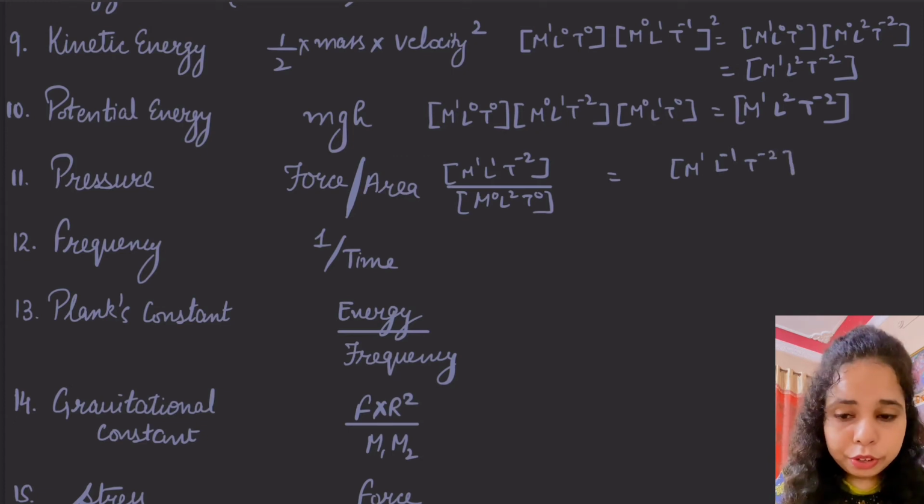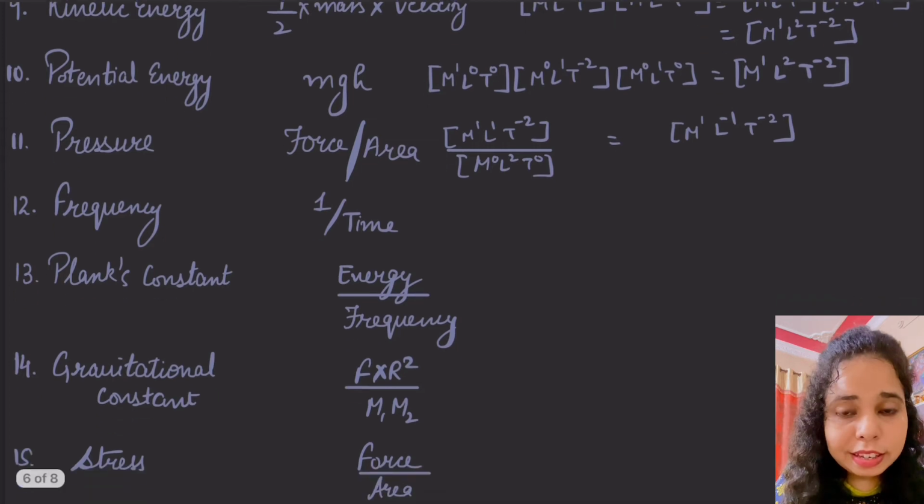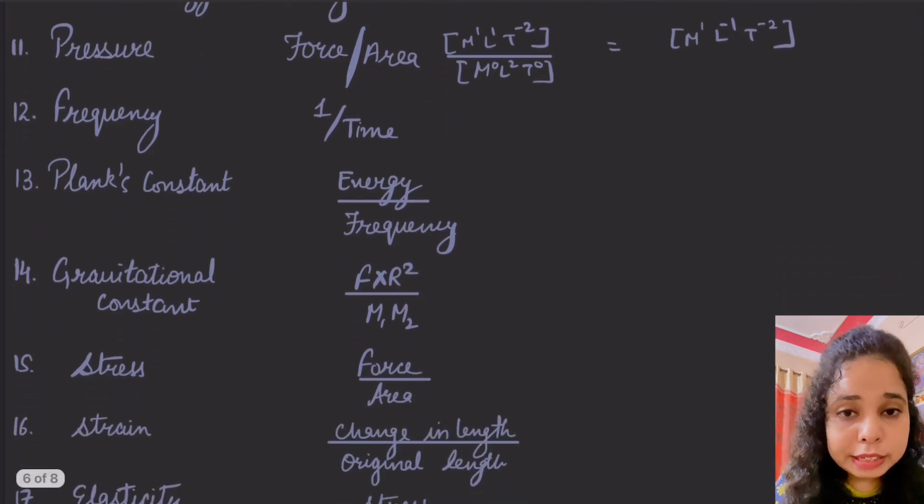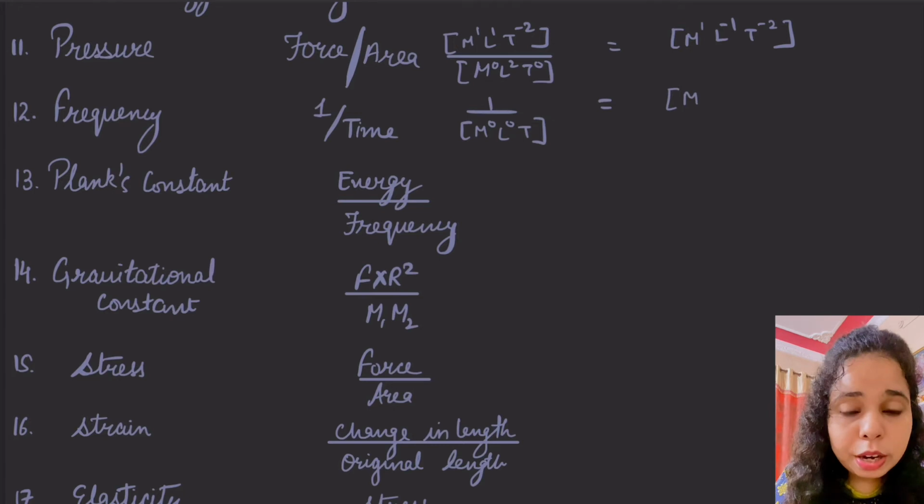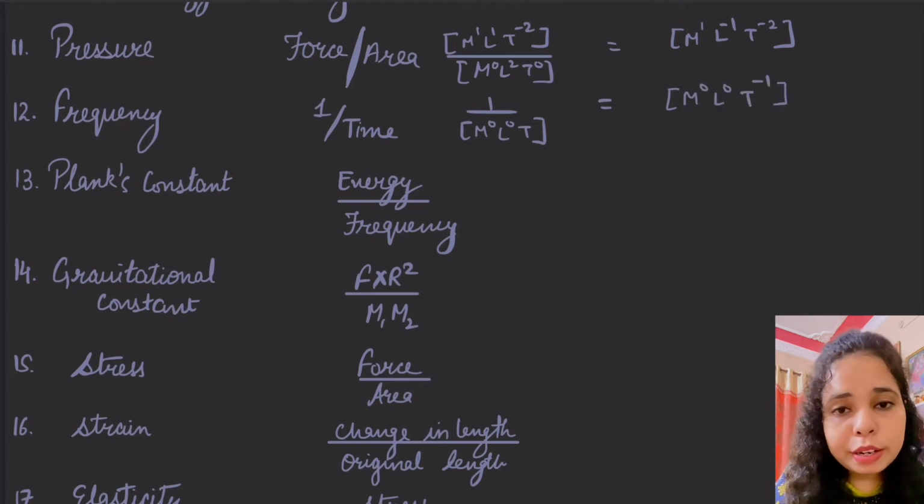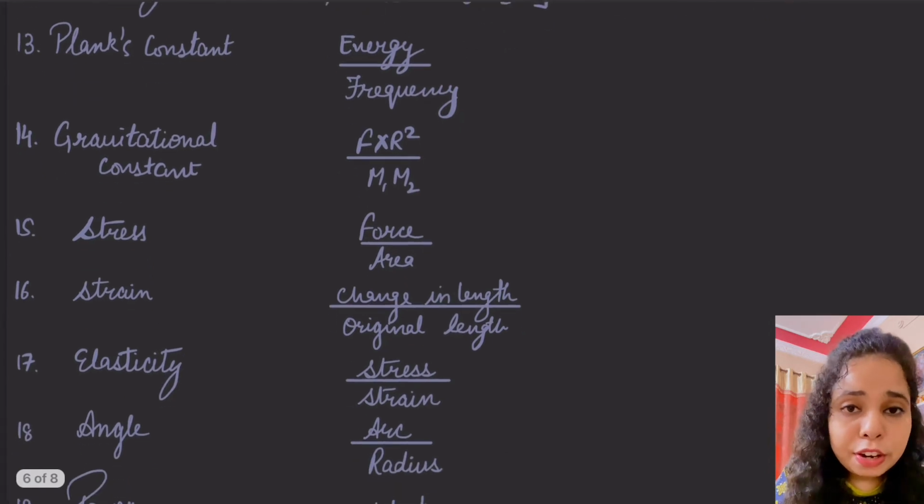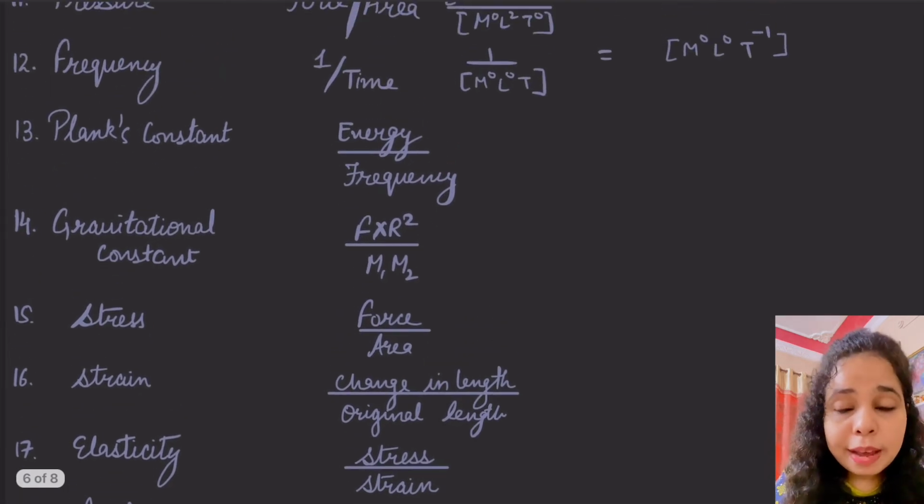Next, we are going to determine the dimensional formula for frequency, and frequency is equal to 1 upon time period. So time is already a fundamental physical quantity, and therefore we can write the dimensional formula for time as 1 upon m0 l0 t1. Taking t in the numerator, we have the dimensional formula for frequency as m0 l0 t minus 1.